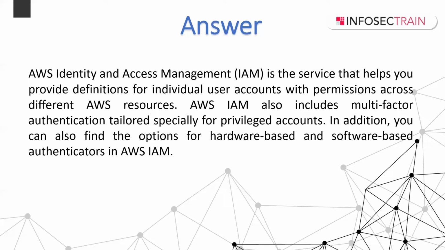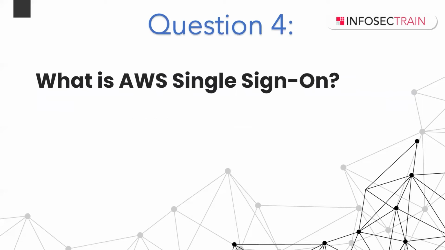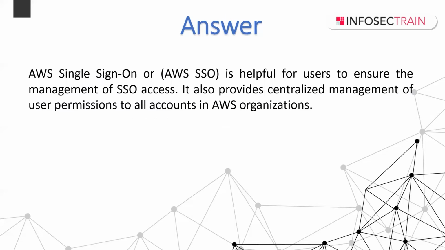And the best idea is don't give permissions separately to separate users. If it is possible to group them, you should group them and assign policies to groups rather than individuals. And it consists of a name and credentials, same as the root account. Cool team. Now moving on to the next question, that is, what is AWS single sign-on?